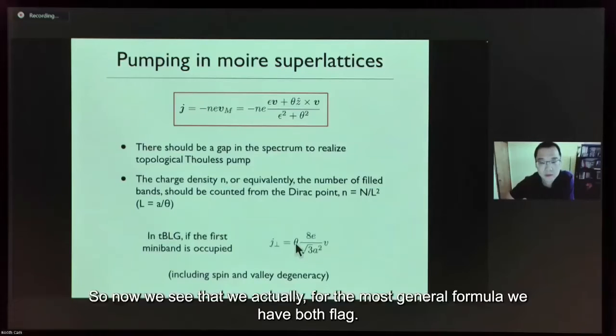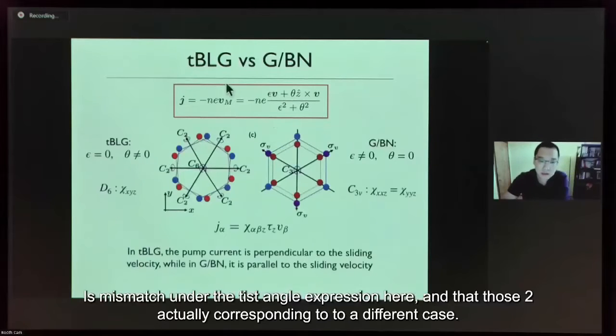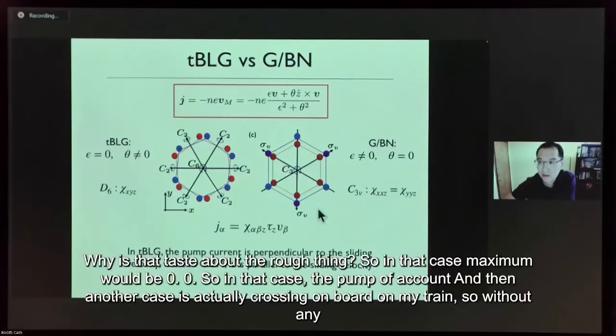Okay, so now you can see that for the most general formula, we have both the lattice mismatch and the twist angle in our expression here. And those two actually correspond to two different cases. One is twisted bilayer graphene. In that case, epsilon would be 0, but theta would not be 0. So in that case, the pump current will be perpendicular to the sliding velocity.